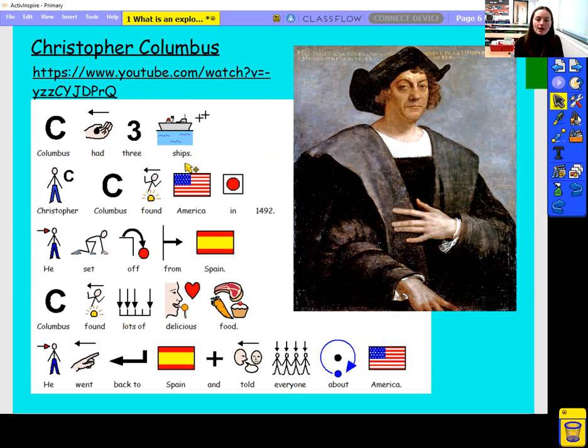Columbus had 3 ships. Bang. Christopher Columbus found America in 1492. Bang. That is the year that he found America, so that's a very long time ago. He set off from Spain. Columbus found lots of delicious food. Bang. He went back to Spain and told everyone about America. Bang. Brilliant kung fu punctuation. I think it might have been better than mine. I think I might have forgotten a full stop somewhere.